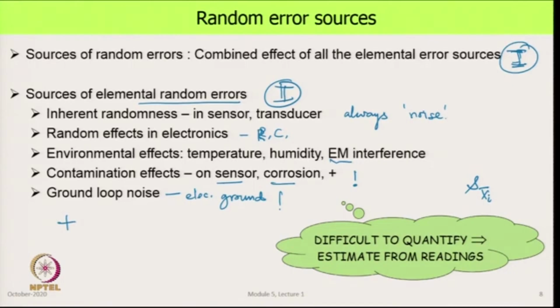And as you can see from these, it is very difficult to quantify what is the effect of each. To say what is the effect of the randomness in a resistor, or randomness that is inherent, say, in a piezoelectric crystal, is very difficult to quantify. And so, more often than not, we take recourse to the first method, and we estimate Sxi bar from readings of the instrument.